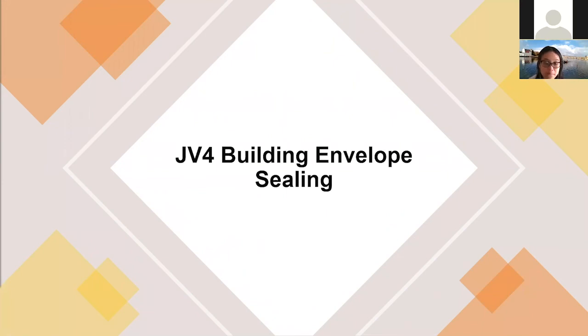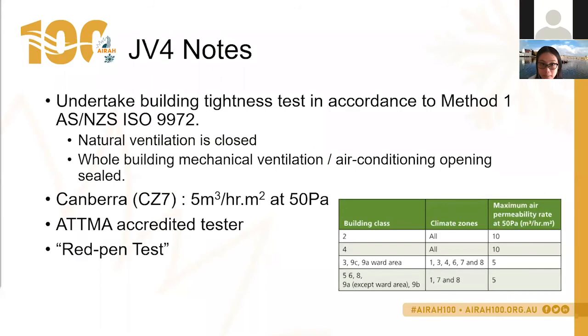JV4, if we would consider using it for this building, all right? With this building, in the case study, we've actually said that the owners, or builders, sorry, already plan to undertake a building tightness test, and they're using the ISO 9972 method 1. Essentially what that means is that when you do the test, you don't have any natural ventilation, and you're just introducing air into the building, forcing air into the building using the blower doors or blower fans.